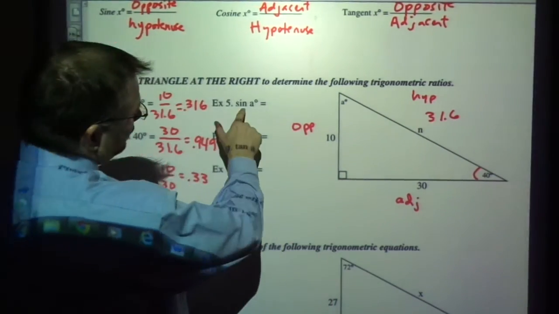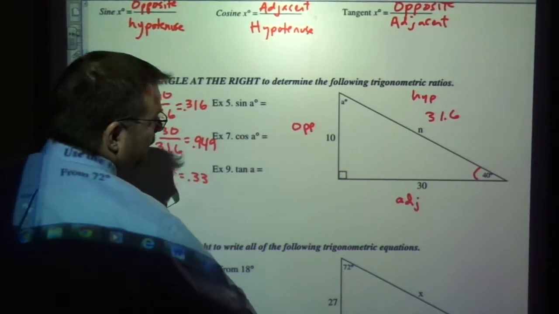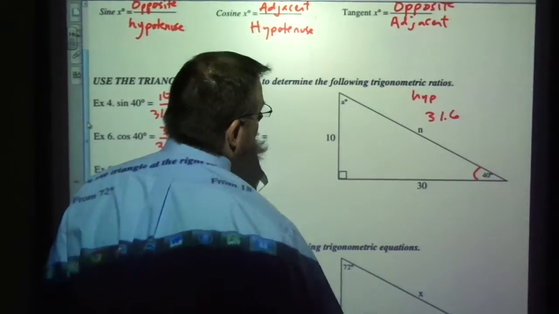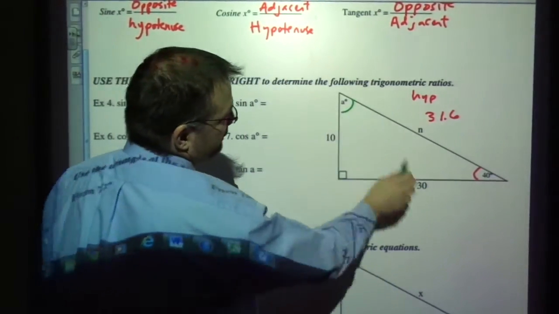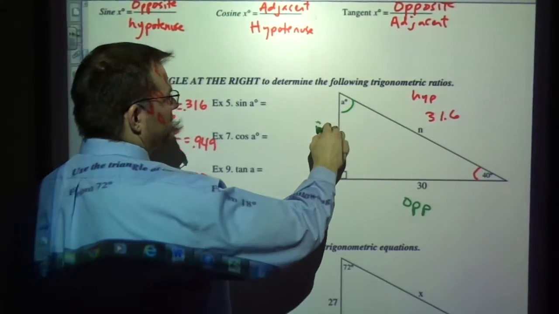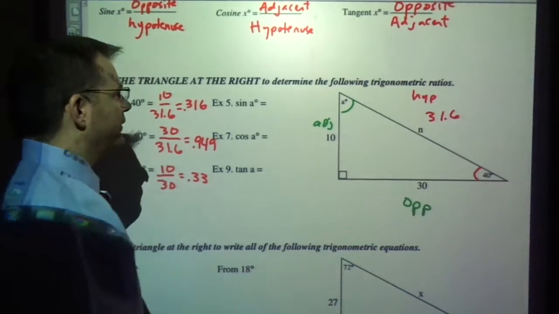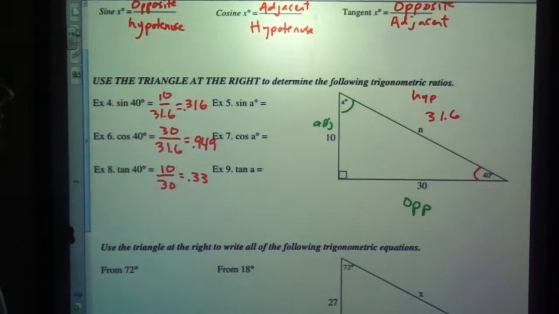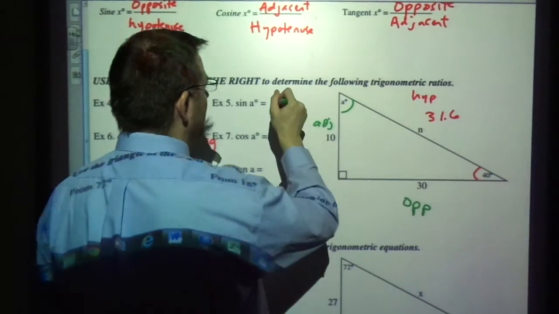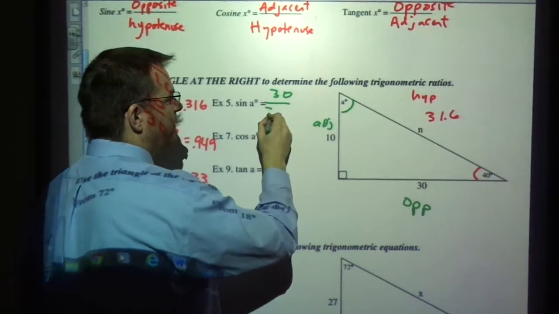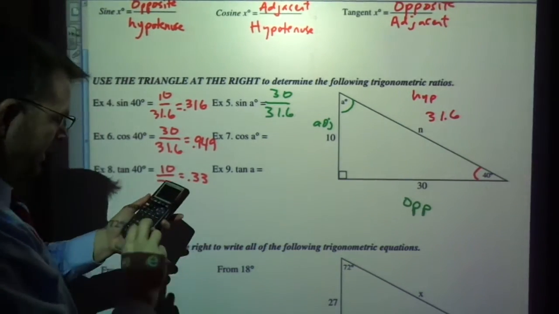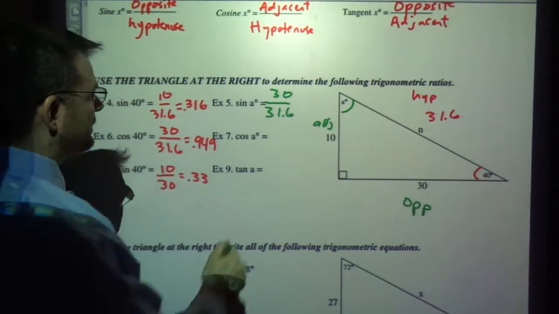Okay, so now if we're doing an angle of reference of angle A, I need to rename these sides. If I'm looking at it from this perspective, then this side is now the opposite, and the side next to it is now the adjacent. So if I want to find the sine for angle A, that is the opposite divided by hypotenuse, so that is 30 divided by 31.6. It's almost going to be 100%. In fact, that's the same as this.